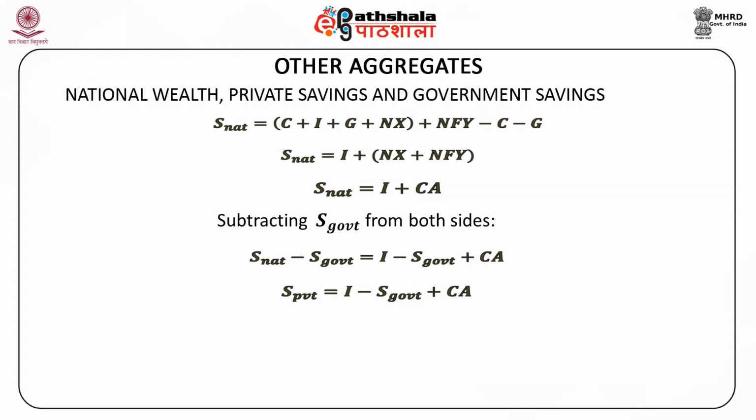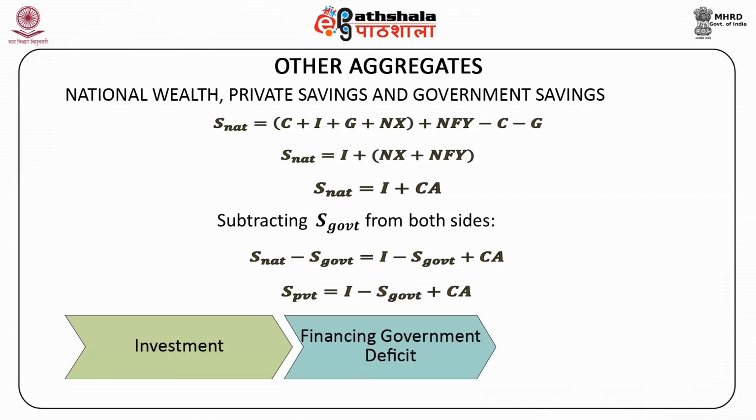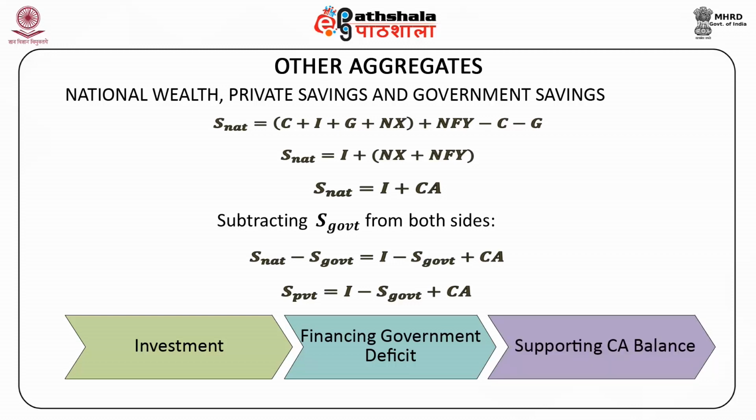This equation shows us the uses of the savings identity. This identity suggests that the savings in an economy can be used in three ways. First is the investment, second, for financing the government deficit, and third, for supporting the current account balance.